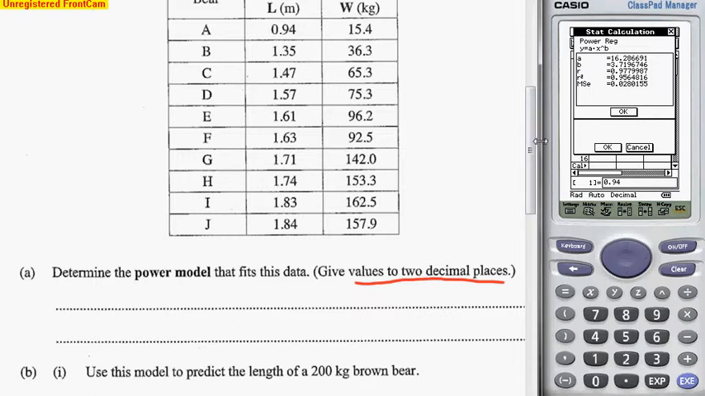So I will not use x's and y's, I will use L's and W's because those are the variables given in the question. So we have the equation, instead of y equals, I'm going to have W, my weight, is equal to, now I've got ax to the power b. A is 16.286691. To 2 places of decimals, I look to the third place of decimal, which is a 6, so I round up, and I will get 16.29.